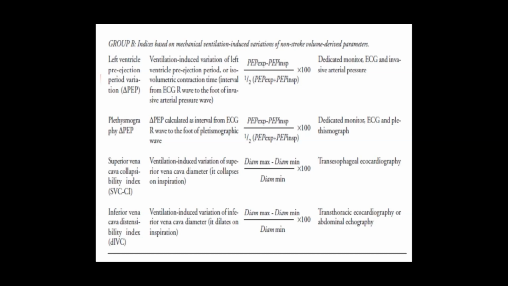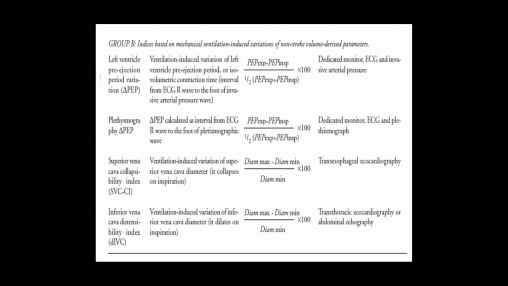This is nothing but the isovolumetric contraction time of the left ventricle. The interval from the ECG R wave to the foot of the invasive arterial pressure wave is calculated, and then offline analysis is done, and it gives us the variation in the isovolumetric contraction time induced by mechanical ventilation. So delta PEP is PEP expiration minus PEP inspiration divided by the mean value multiplied by 100. Well, we need a dedicated monitor, ECG and invasive arterial pressure to deduce all this.